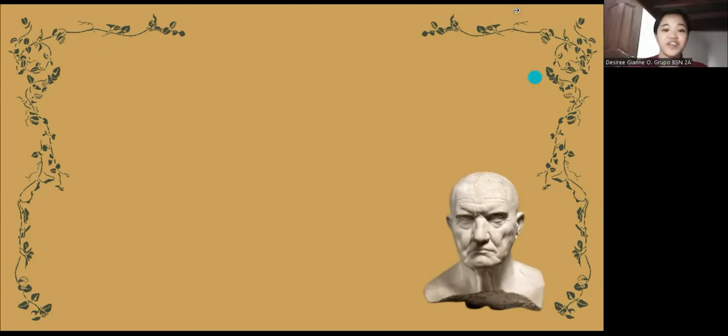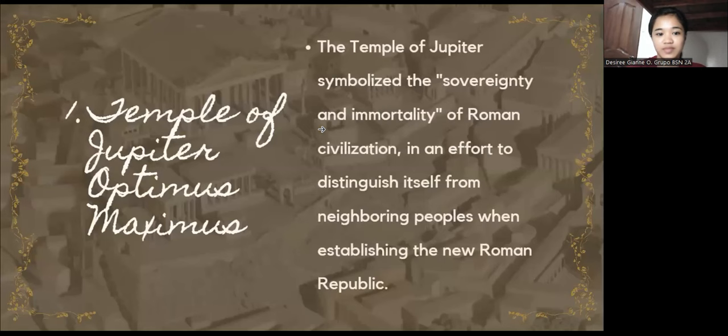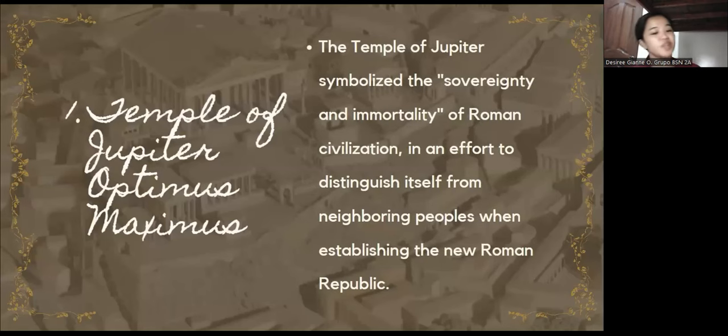Now, next are the five art contributions of the Republican period. Now, first is the Temple of Jupiter Optimus Maximus.